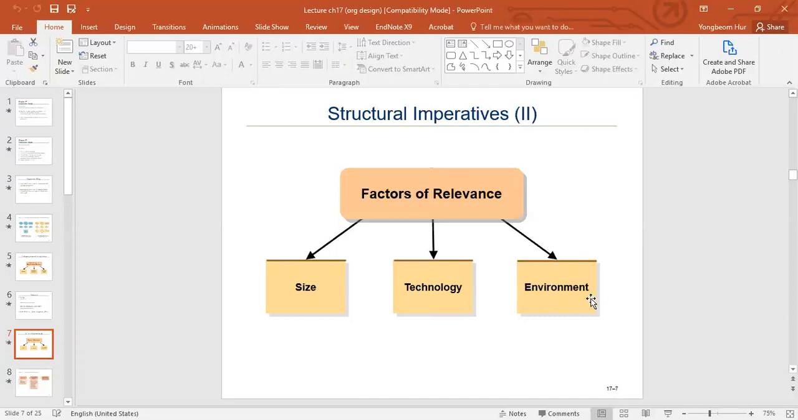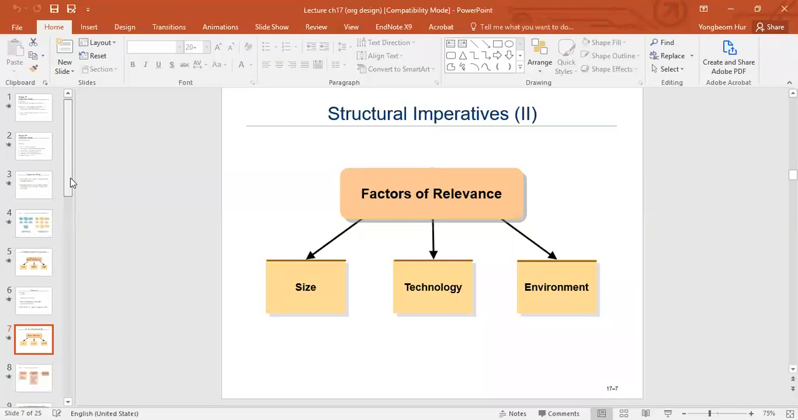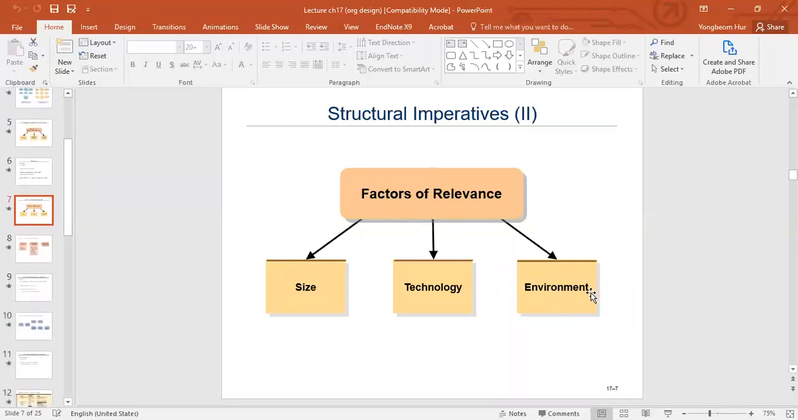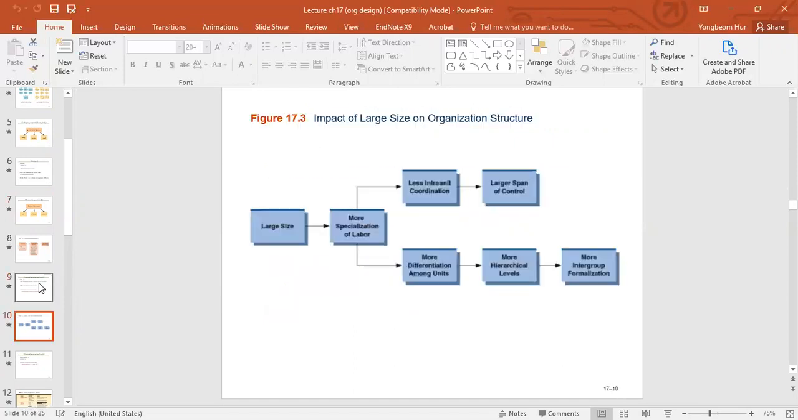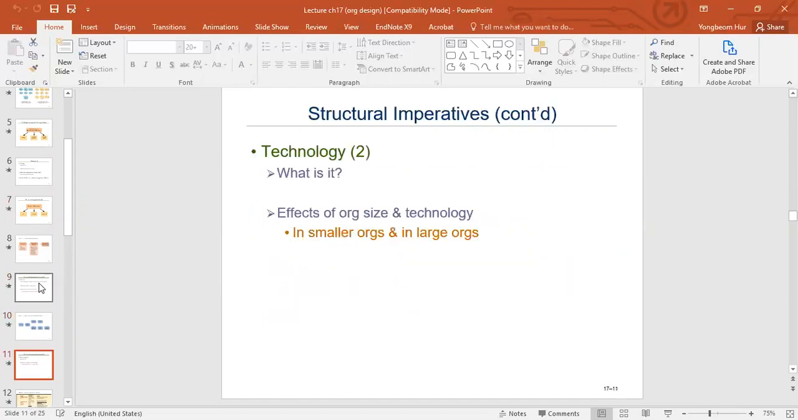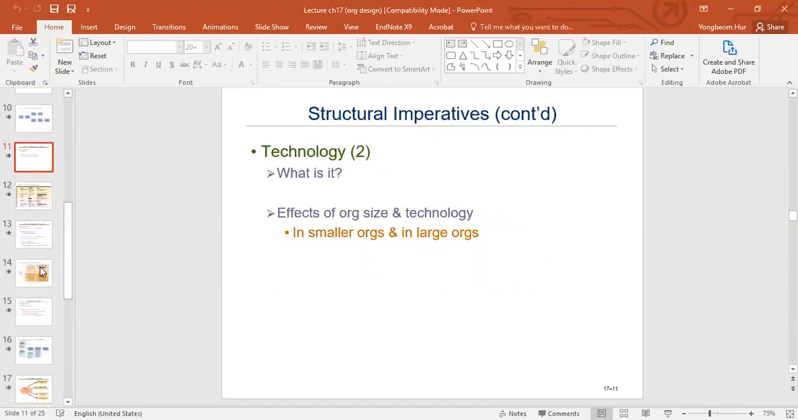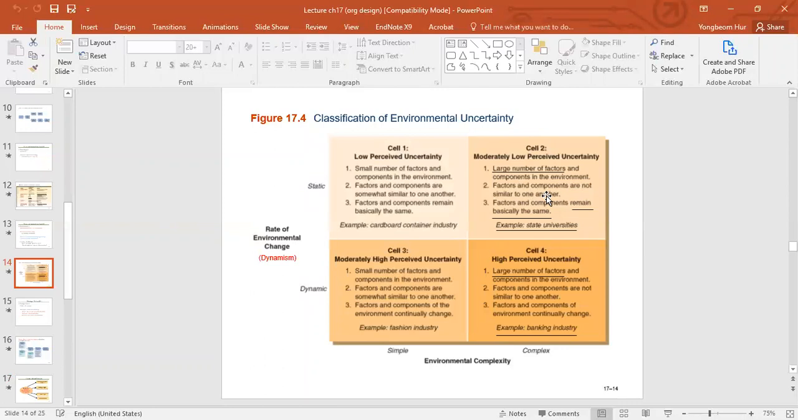Now, environment, it's not a simple concept, but generally speaking, if the environment changes, organizations are supposed to change. Otherwise, they are doomed to die. And that is the simple principle in the organizational structure world. Now, let me jump to structural imperatives. Let me just go down to environmental uncertainty.